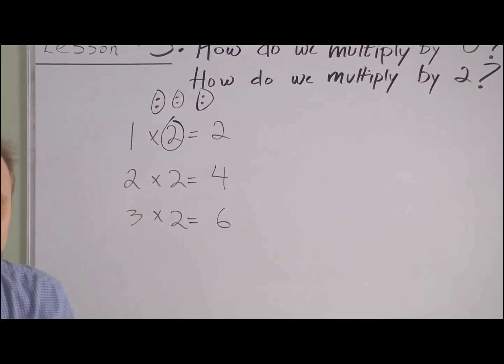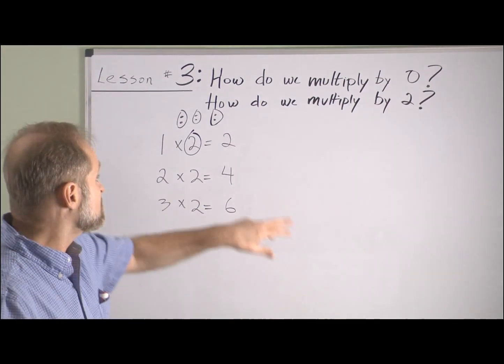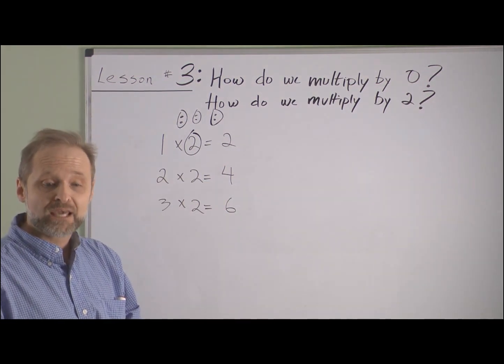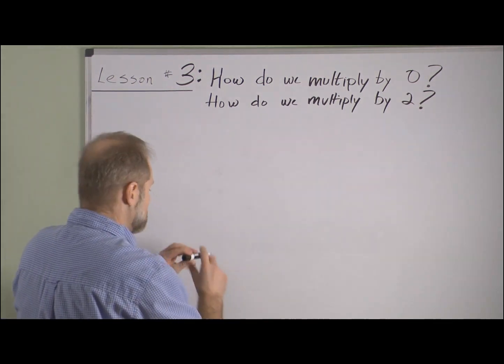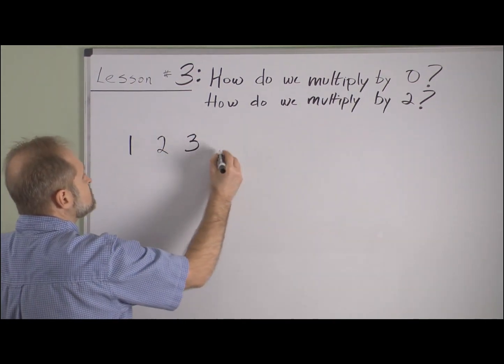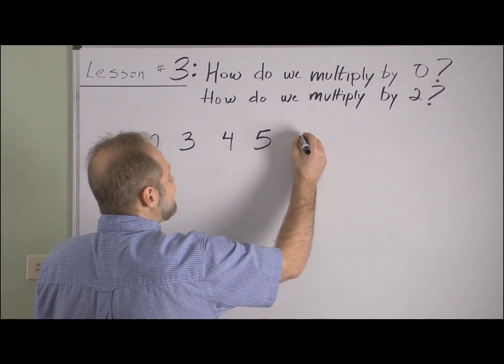Now, some of you may already have been exposed to the fact that we can come up with these numbers 2, 4, and 6 by doing what's called skip counting. Let's try that here. Skip counting basically means that we start at a number. We start at any number, and we go up by that same number.